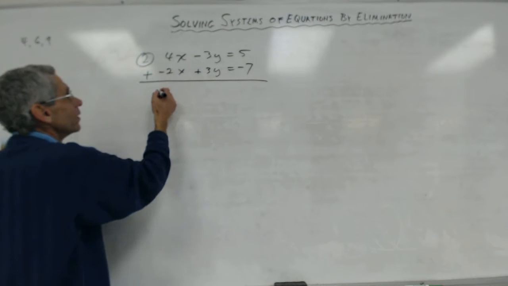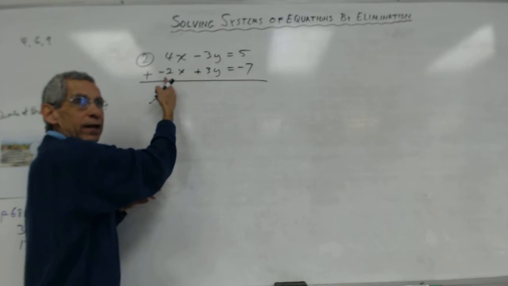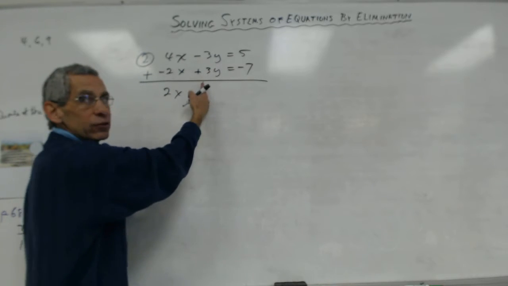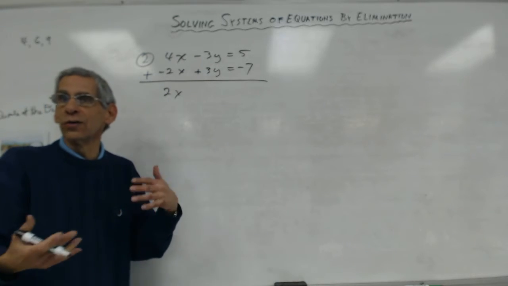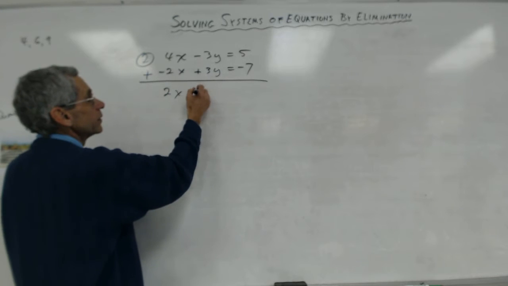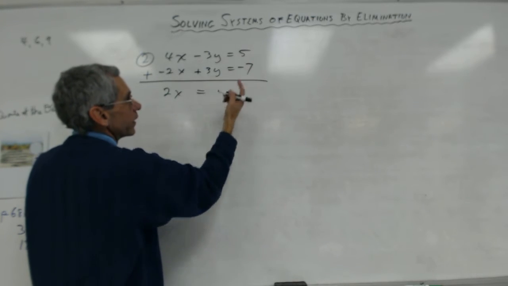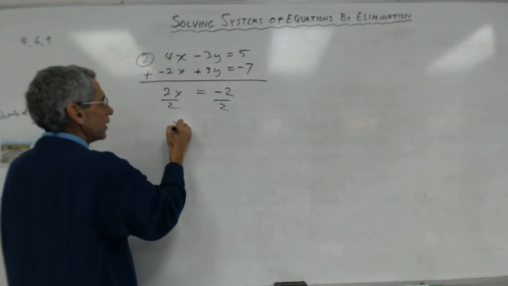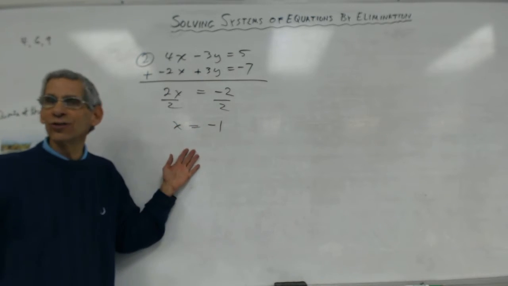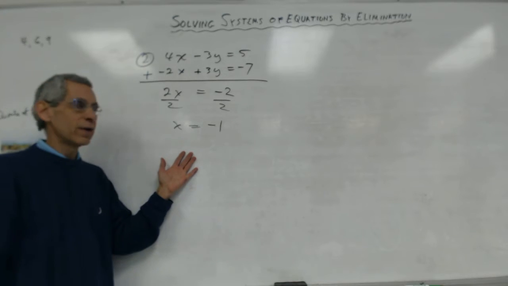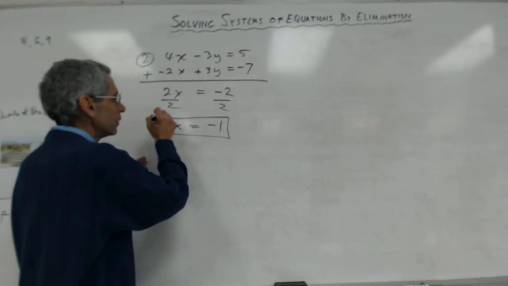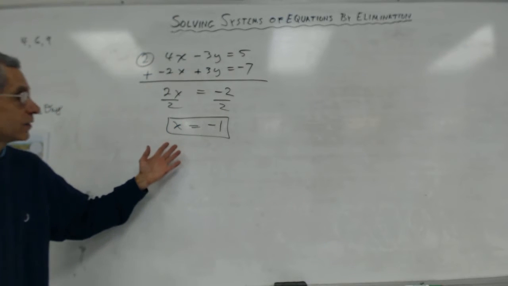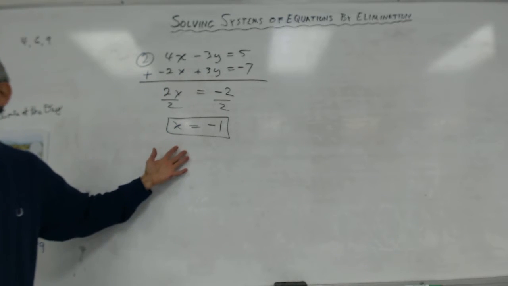So I have 4x minus 2x, which is 2x. I don't have to write plus 0 because plus 0 is nothing. So 2x equals 5 minus 7, negative 2. I'm going to divide by 2, so x is equal to negative 1. That is so simple. That is awesome.